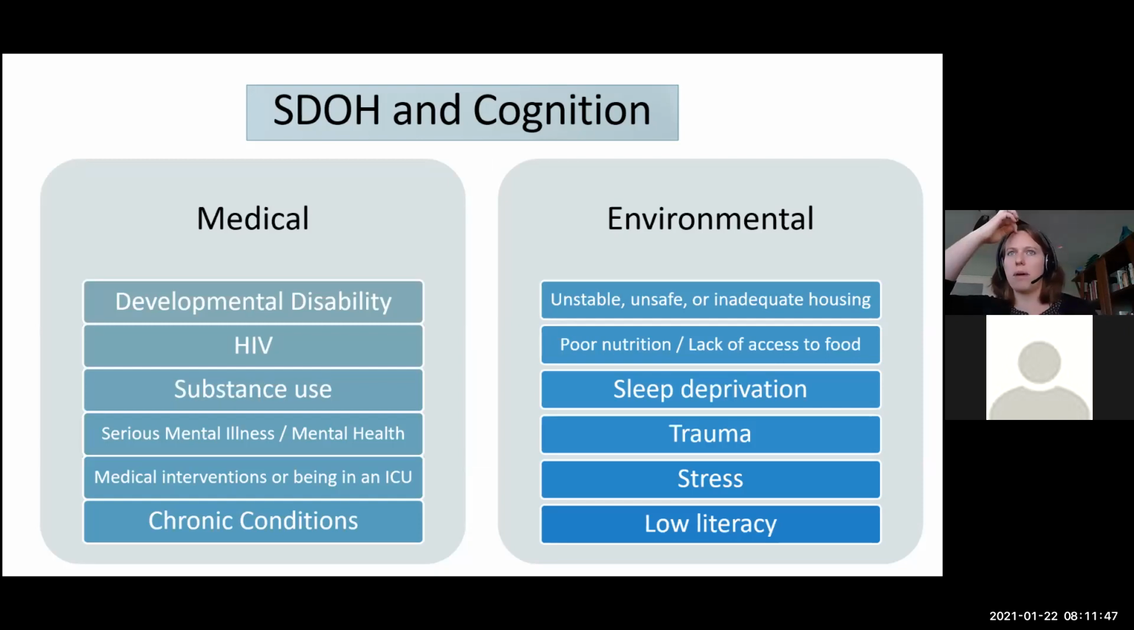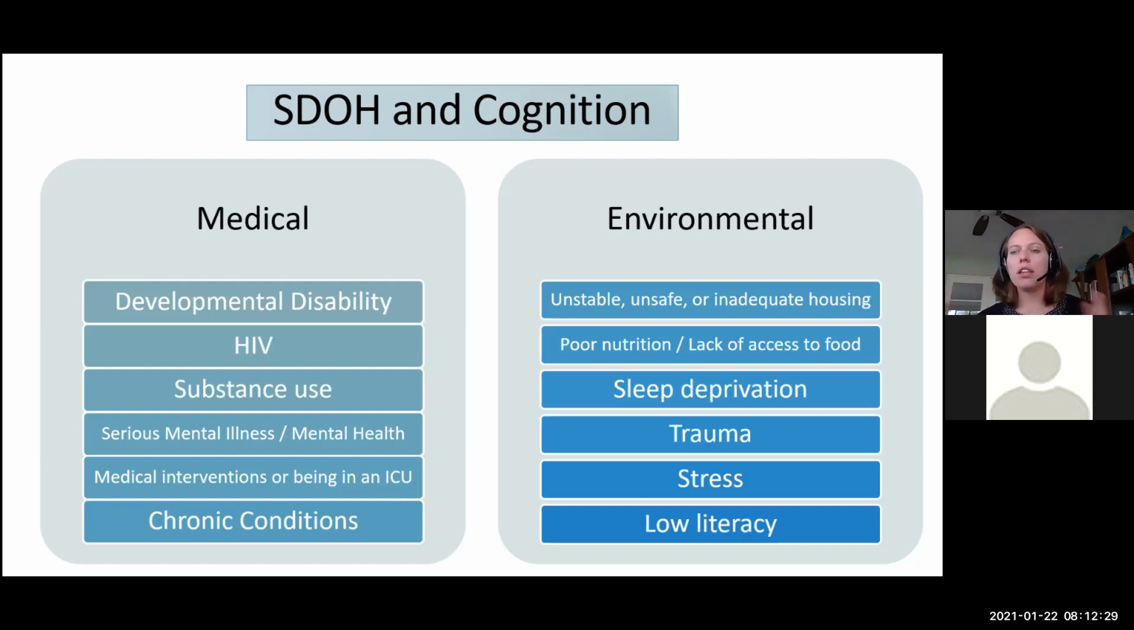So what are these factors that impact cognition, especially in terms of social determinants of health? In the left-hand column, you can see the different medical conditions that can impact cognition. This includes developmental disability, people with HIV can experience cognitive impacts, substance use and serious mental illness, especially if the symptoms are more active. If the person has had any sort of medical intervention or been in the ICU, or maybe they've lost consciousness, that certainly can have an effect in addition to the TBI and overall chronic conditions. So we see impact on cognition from long-term diabetes care, long-term hypertension that maybe is not managed. Those can all affect TBI.